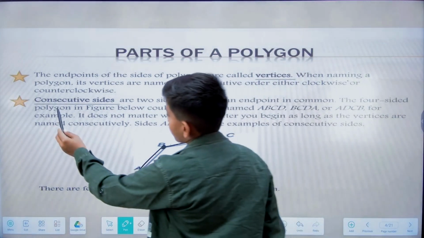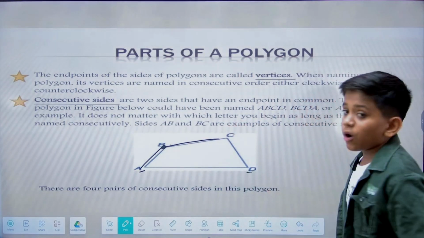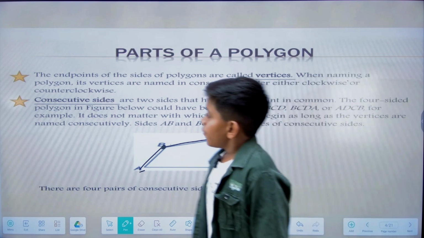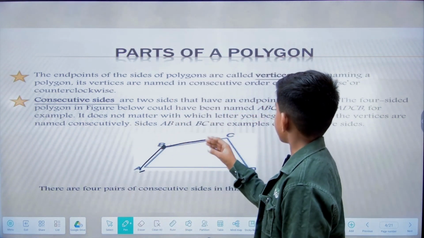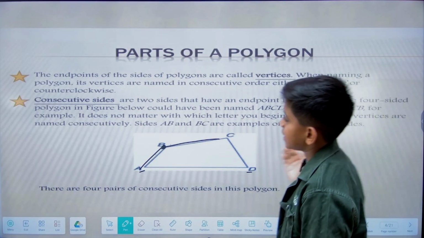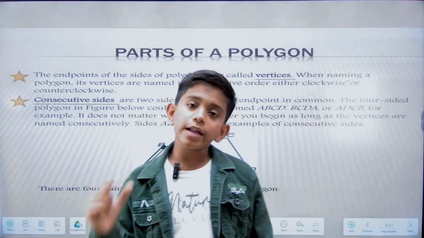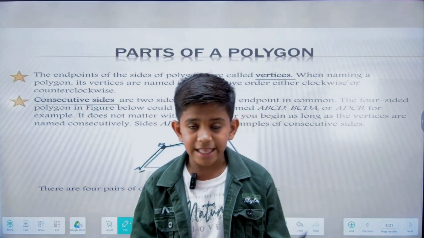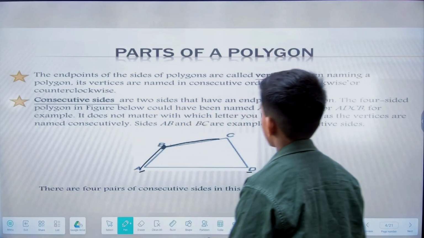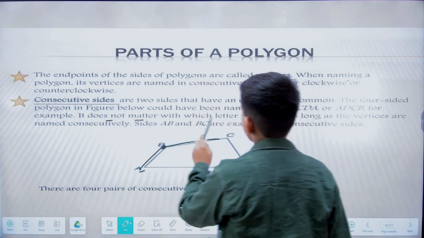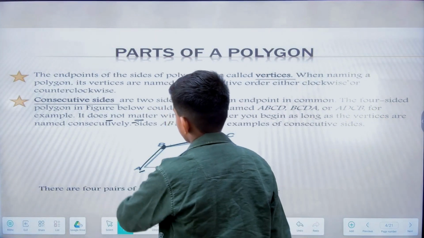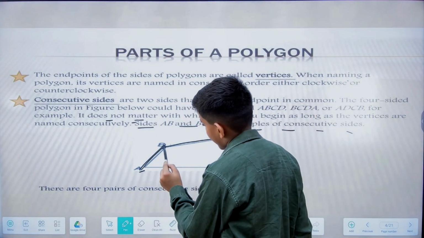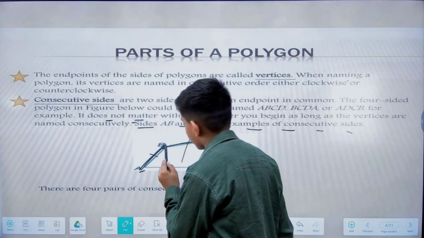The four-sided polygon in the figure below could have been named ABCD, BCDA or ADCB. It does not matter with which letter you begin as long as the vertices are named consecutively, in the order in which they are. It doesn't matter whether you say them clockwise or anti-clockwise. Sides AB and BC are examples of consecutive sides. Now AB and BC are both consecutive sides because they have a common endpoint.